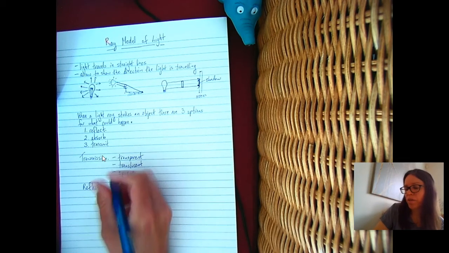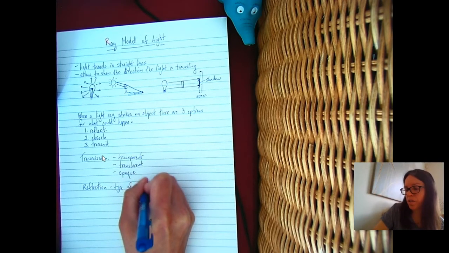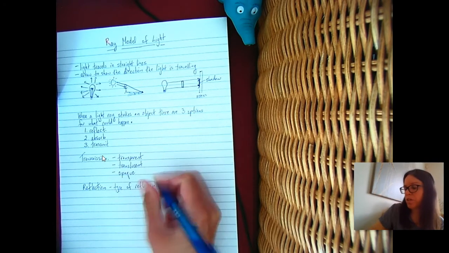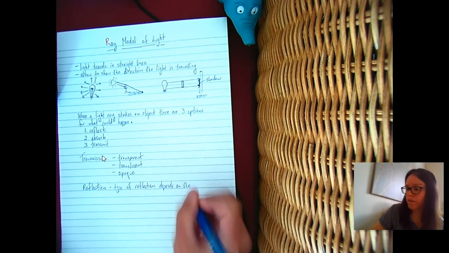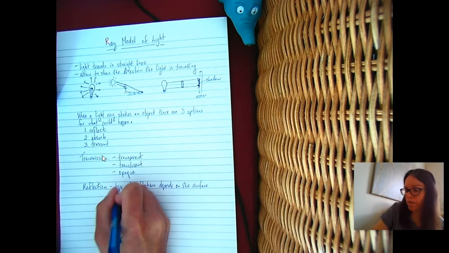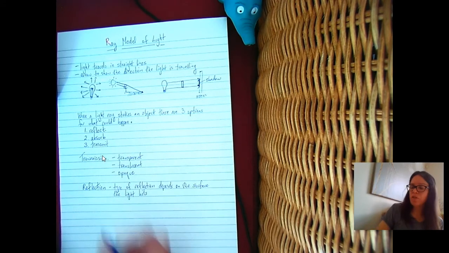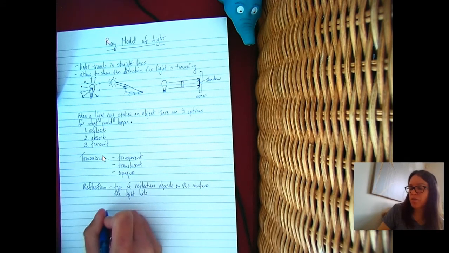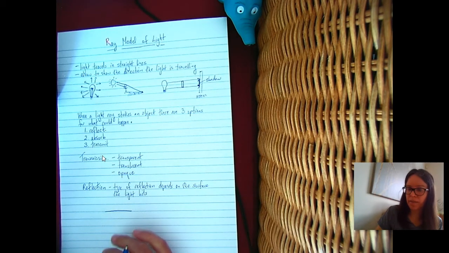Okay, so type of reflection. Reflection depends on the surface the light hits. Okay, so if you have a smooth surface, like a piece of metal, or a really calm lake or something like that, puddles, you can think of those in the road.